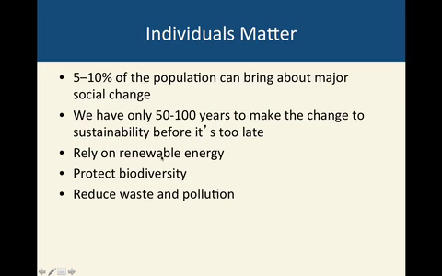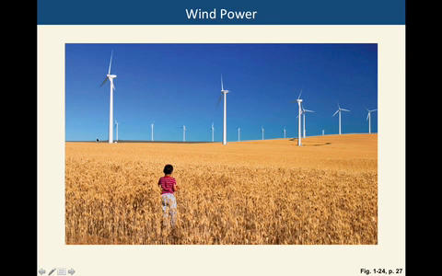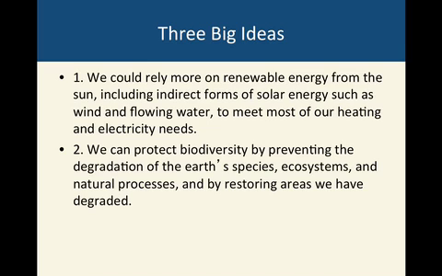And we then have to rely on renewable energy, protect biodiversity, and reduce waste and pollution. So those are the three main things that environmental scientists tell us that we should focus on in order to have a sustainable future. Then we have the three big ideas. Review those.